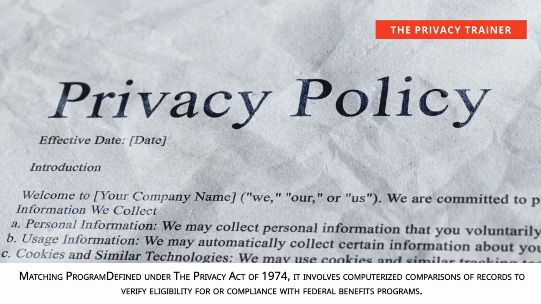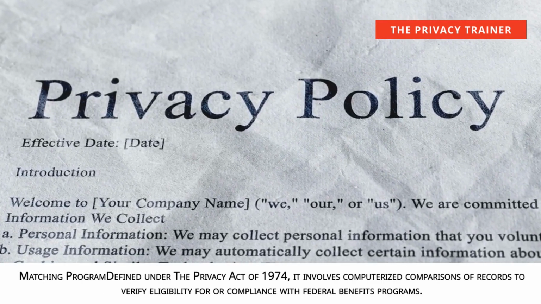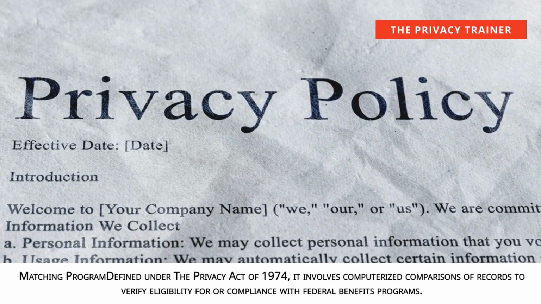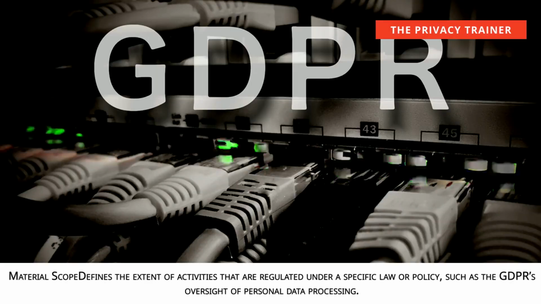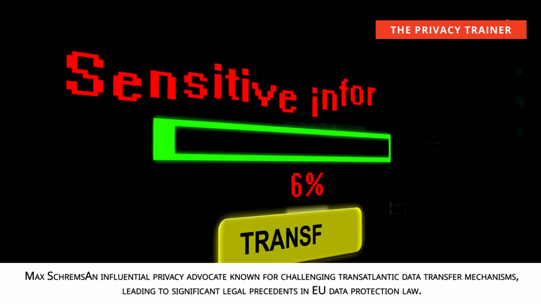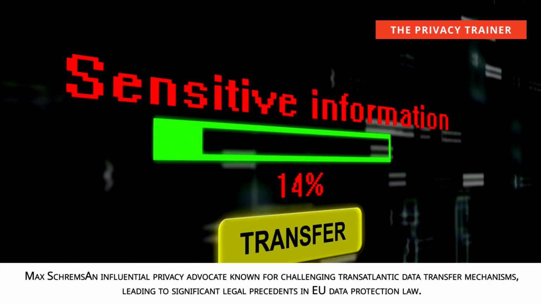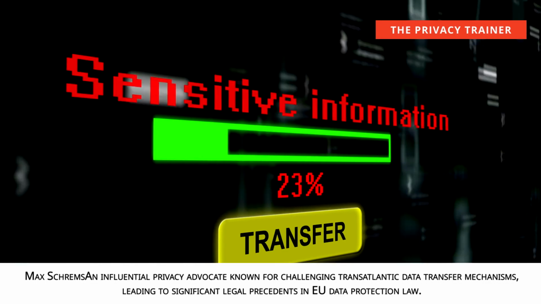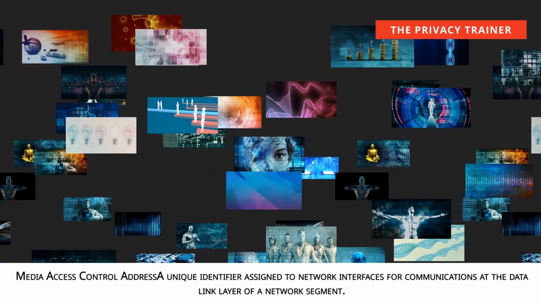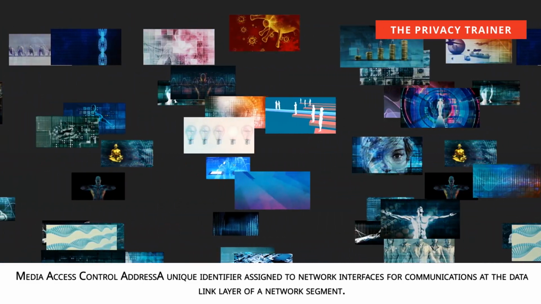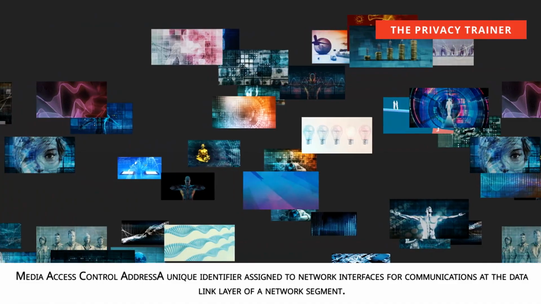Matching program, defined under the Privacy Act of 1974, it involves computerized comparisons of records to verify eligibility for or compliance with federal benefits programs. Material scope defines the extent of activities that are regulated under a specific law or policy, such as the GDPR's oversight of personal data processing. Max Schrems, an influential privacy advocate known for challenging transatlantic data transfer mechanisms, leading to significant legal precedents in EU data protection law. Media access control address, a unique identifier assigned to network interfaces for communications at the data link layer of a network segment.